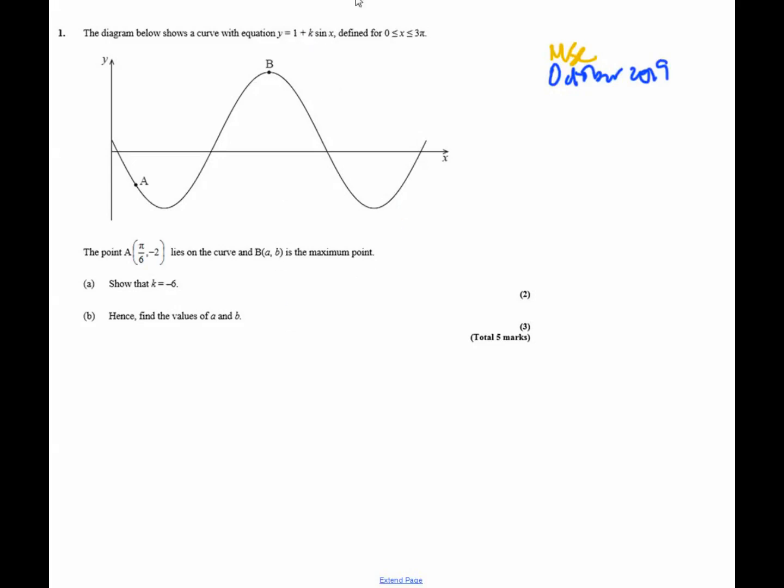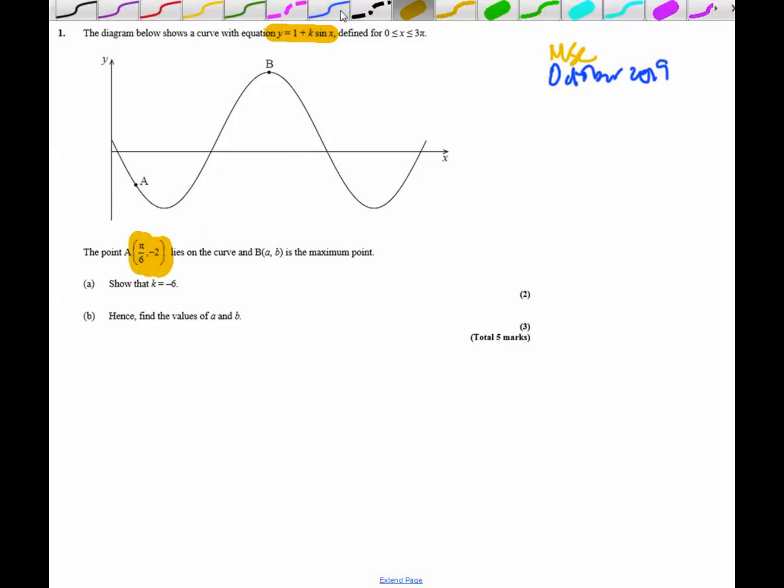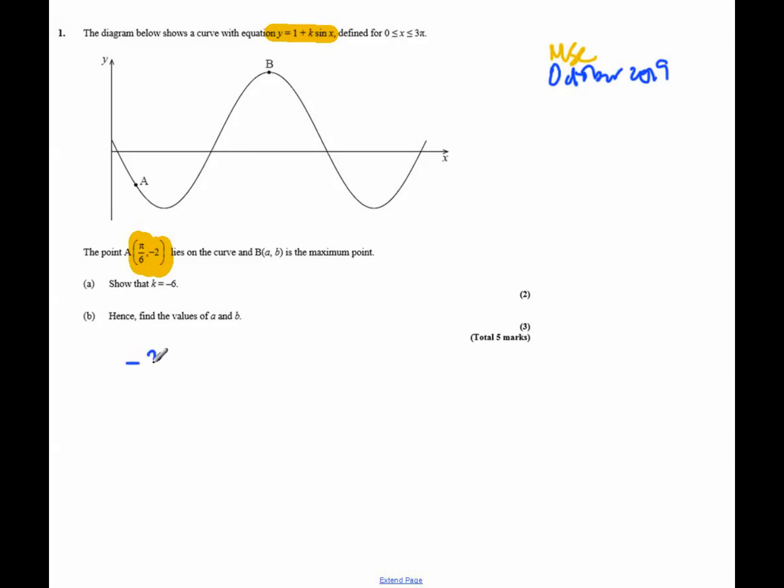So over here we've been given an equation and we've been given a point that satisfies the equation. So for the first question, all we're going to do is substitute in those values, and I get minus 2 equals 1 plus k sine pi on 6.